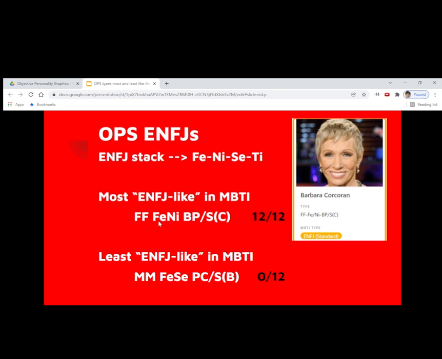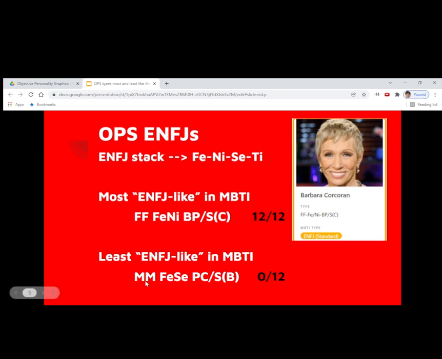So this type here would have feminine FE, but it would also have masculine NI, because this first F here is for the sensing, so the sensing is feminine, which makes the intuition masculine. We got an example here: Barbara Corcoran, she's on Shark Tank, and they did a class on her. She is this type. Now, which one is the least ENFJ-like?